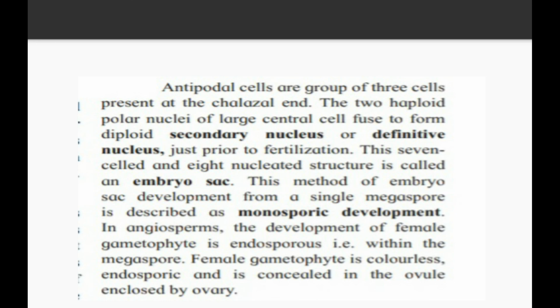This 7 cell and 8 nucleated structure is called an embryo sac. So this is the definition of it. In angiosperms, the development of the female gametophyte is endosporous, that is, within the megaspore. A female gametophyte is colorless, endosporic, and is concealed in the ovule enclosed by the ovary. Means what? Our ovule is protected inside our ovary, therefore it is described as concealed in the ovule enclosed by the ovary.